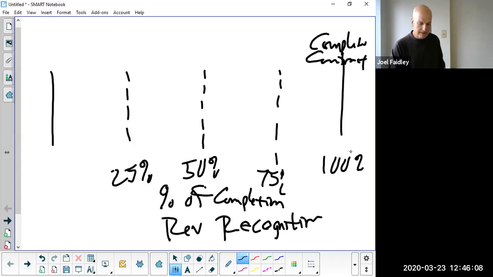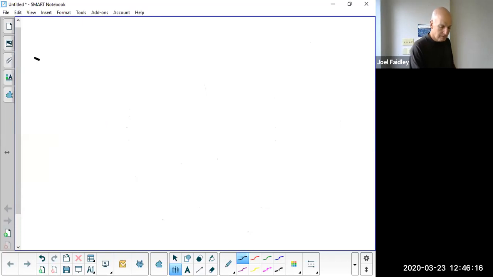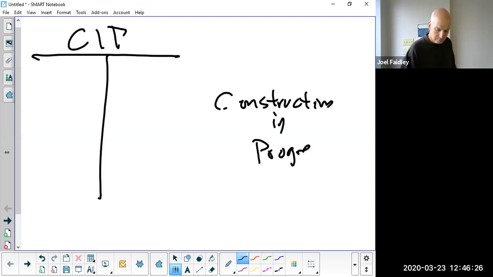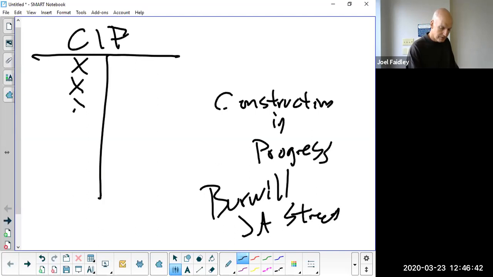And how does CIP play out in all of this? Well, construction in progress, CIP. A contractor might be using completed contract or percentage of completion, maybe Burwell, or I don't know who the other one, J Street, I don't know what they use. But they're accumulating all those costs here as an asset. That's what CIP is, an asset.